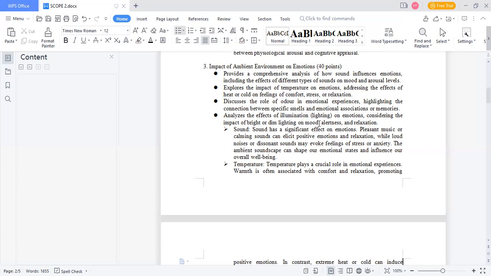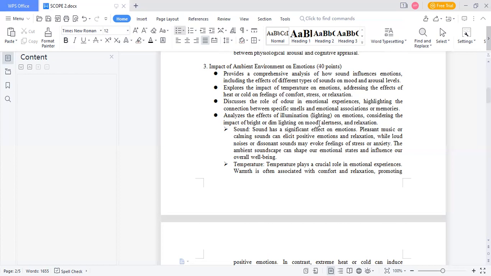All right. And then analyze the effects of illumination, which is coming to light, on emotion, considering the impact of bright and dim light on mood, alertness, and relaxation. So those are some of the suggestions that I have put down there.